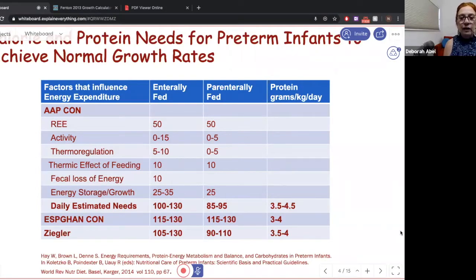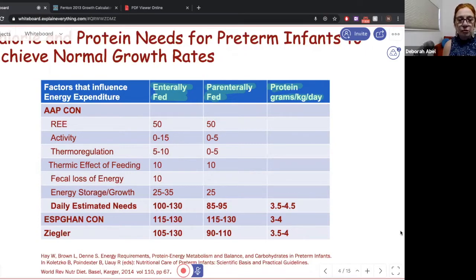In the second column is the enterally fed recommendations, and in the third column is the parenterally fed infant recommendations, and in the fourth column is the protein in grams per kilogram per day. And both the enteral and parenteral units are in calories per kilogram per day.